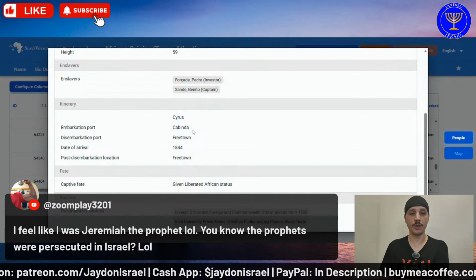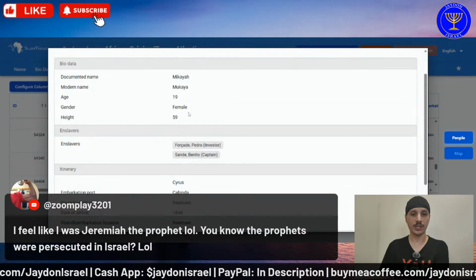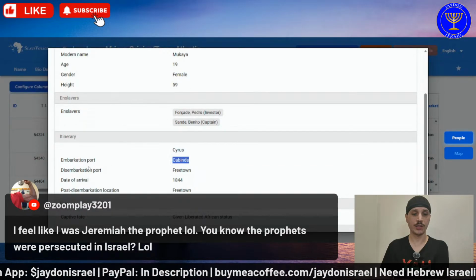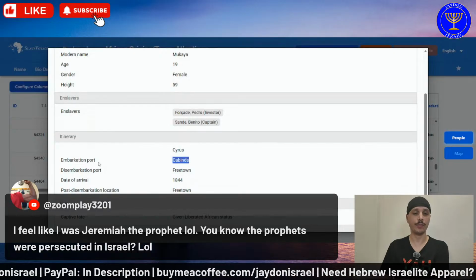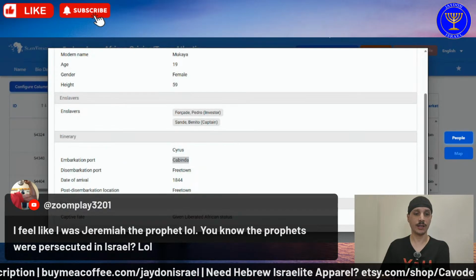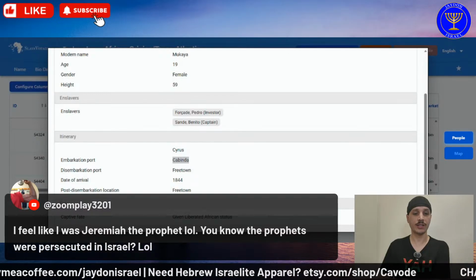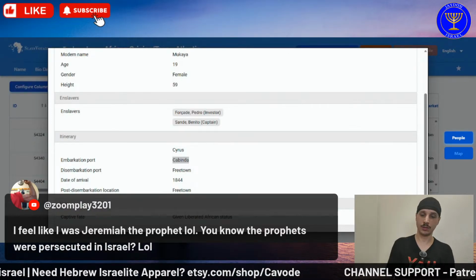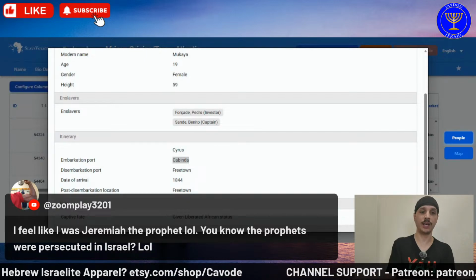Now, embarkation port. This is where Micaiah was picked up. This is where she left from. Cabinda is, well, the Cabinda province is in Angola. Cabinda is in Angola.